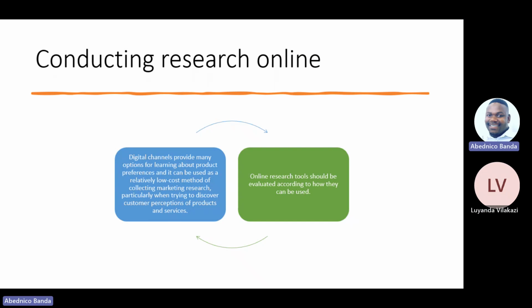So how do we conduct online research? Digital channels provide many options for learning about product preferences, and it can be used as a relatively low-cost method of collecting marketing research, particularly when trying to discover customer perceptions of products and services.